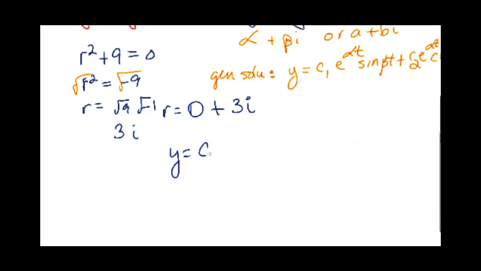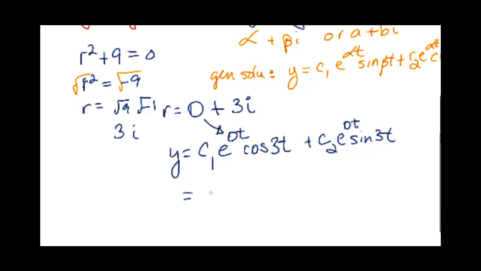So when I do that, I get y equals c1 e to the 0 t, there's your alpha, sine or cosine, I guess it doesn't matter, 3t plus c2 e to the 0. It's just some constant, that's why it doesn't matter. You're going to end up solving for them anyway given the initial conditions. So they'll go where they need to go, basically. Sine 3t.